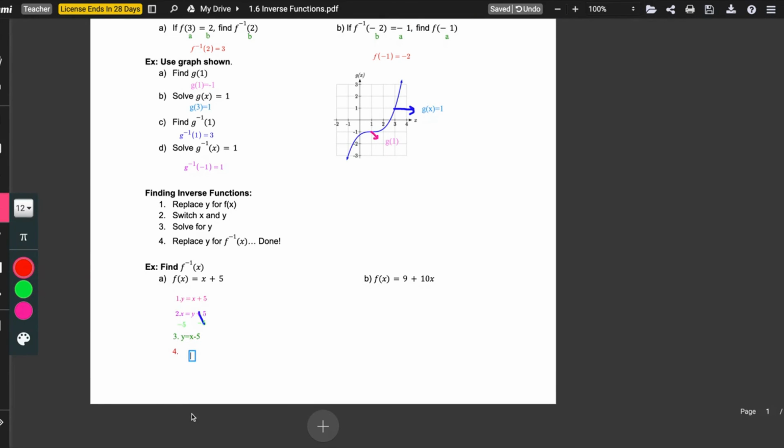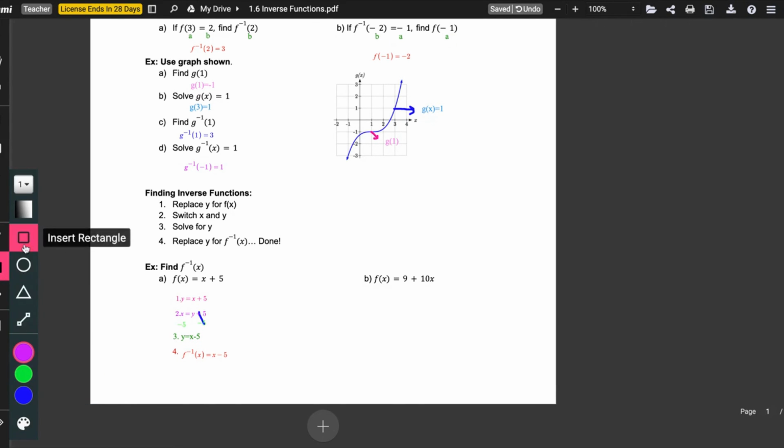So then we have f inverse of x equals x minus 5. And then you're done. So that was kind of cool. It was pretty easy, right? We replaced f of x with y, swapped x and y, solved for y, bada bing, bada boom. That is our answer. That is the inverse function.